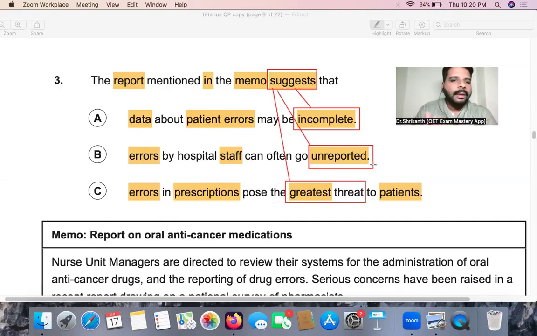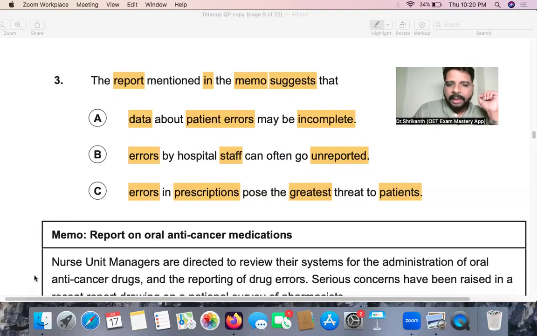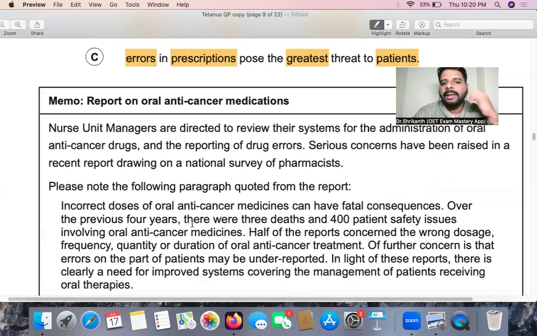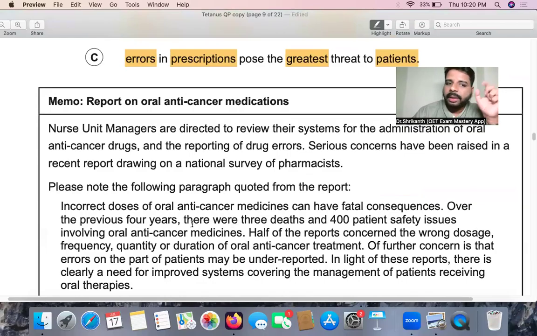Now what is your duty? My duty is to find whether the report is suggesting data error is incomplete, errors go unreported, or prescription errors are the greatest threat. This you have to register into your mind, into your memory. Once you have comprehended the question like this and retained it in memory, then with a focus and an aim, you have to read the paragraph over here. What is the aim? There is a report inside this memo, and what is the suggestion of the report? That is your duty. And you have to have a small memory of the answer options as well.